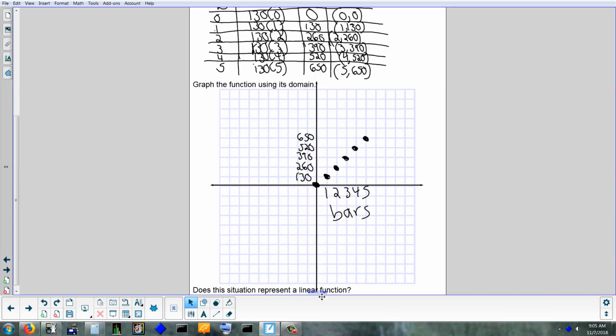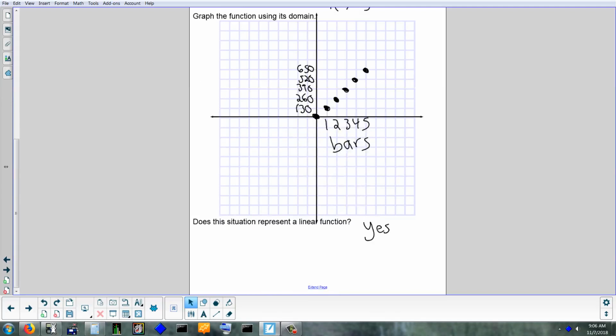So, is that going to be a linear function? Yeah. Why? Like Chris just said, linear, line. It's got to be straight. Yes, it's a linear function. All right? So, like Mr. Hager said, does this situation represent a linear function? I'm going to squeeze it in and say yes when it's graphed. It's a straight line.